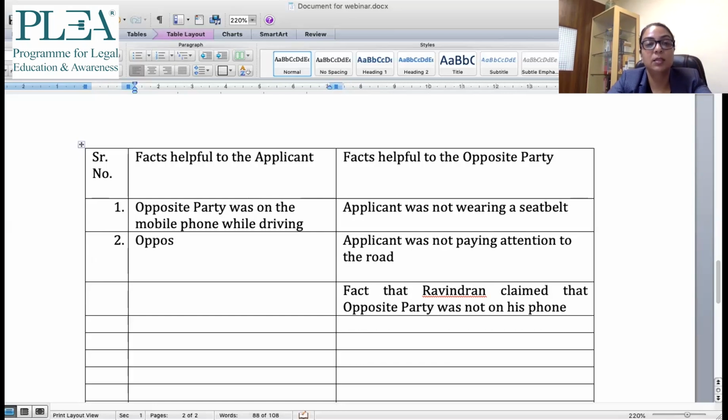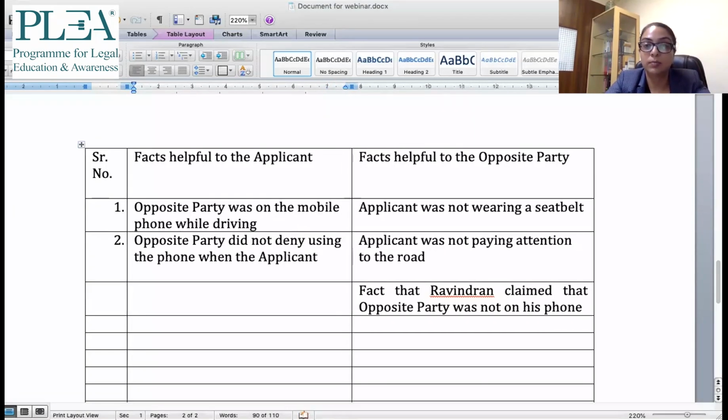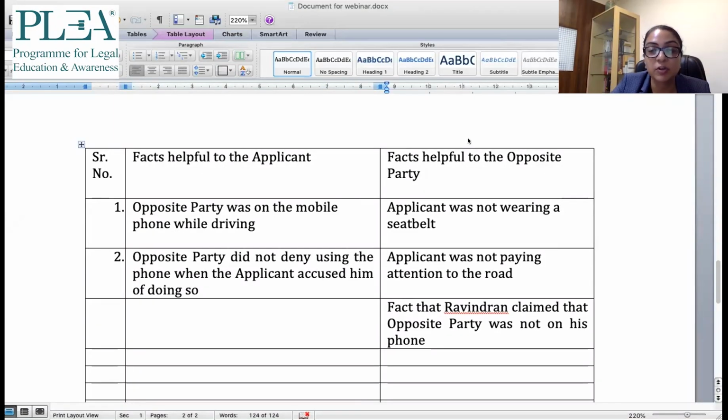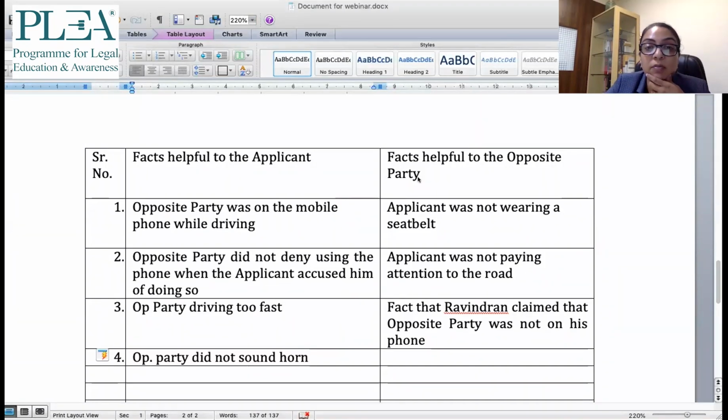The opposite party did not deny using the phone when the applicant accused him of doing so, right? The opposite party was driving too fast. Yes, that is a fact which is helpful to the applicant. Then the opposite party didn't sound his horn, correct? The opposite party did not give way to the applicant, right?